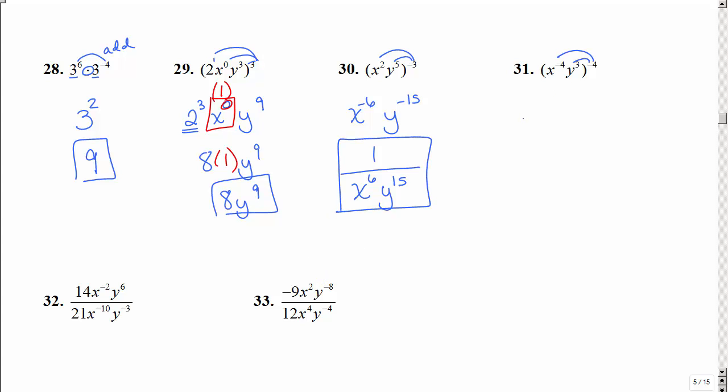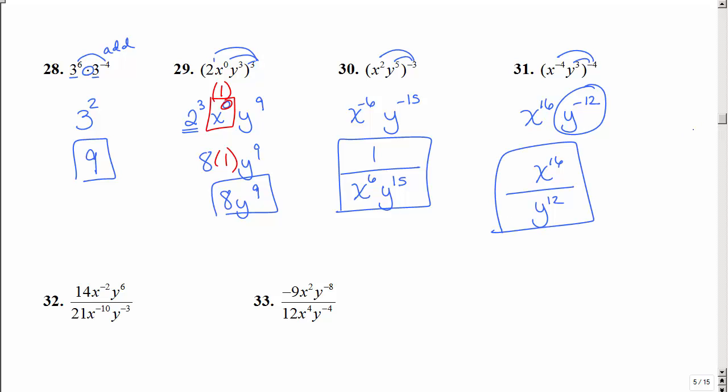Here I'm going to distribute. I have x now to the positive 16th and y to the negative 12th. That can't be in my final answer. So the x to the 16th is positive, so it stays, but the y to the 12th moves to the denominator and then has a positive exponent.